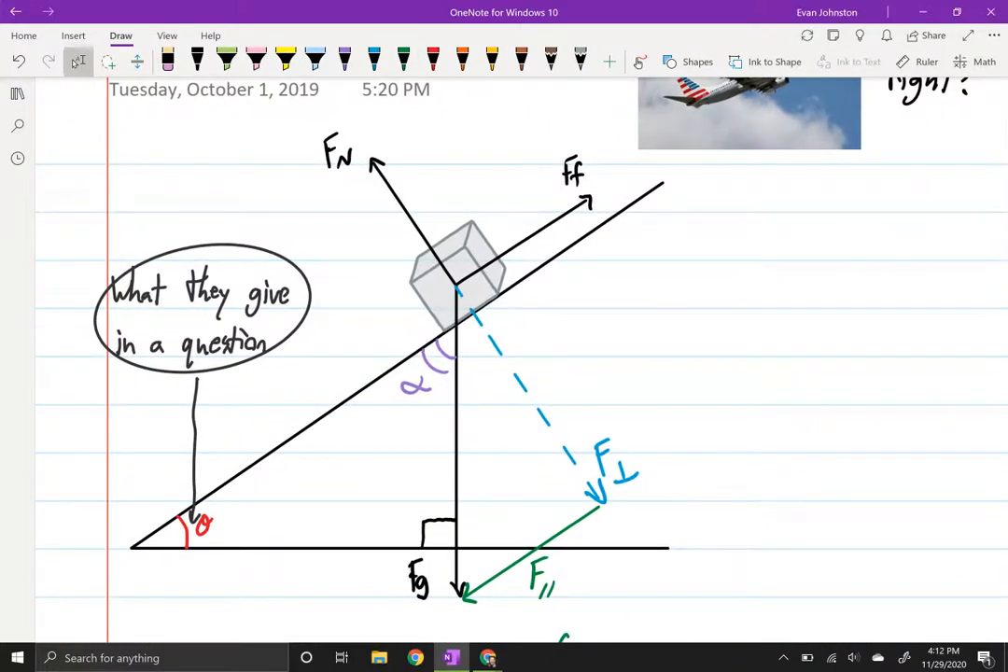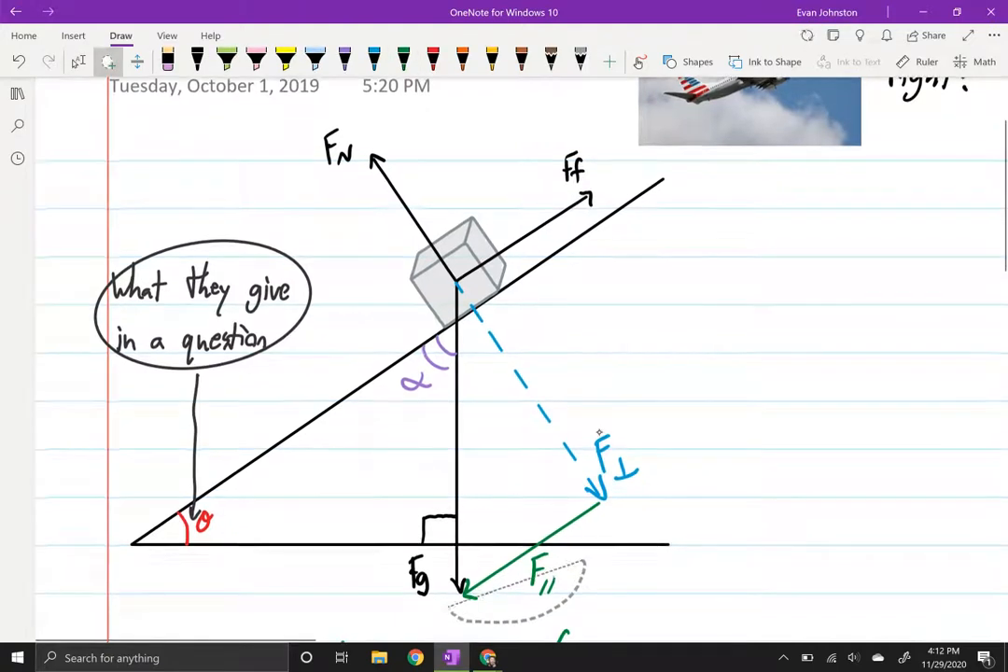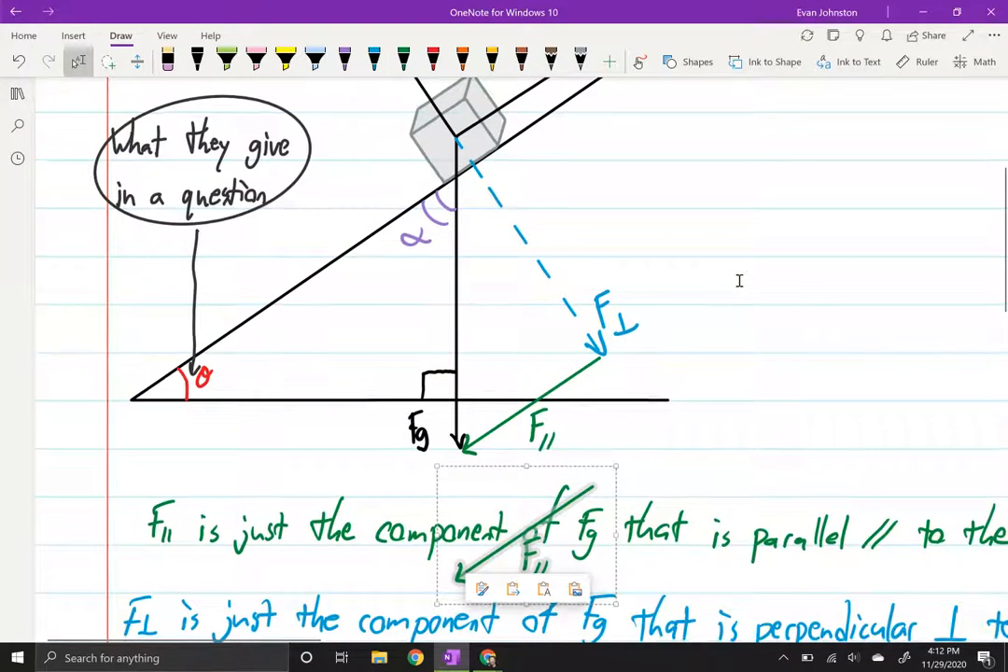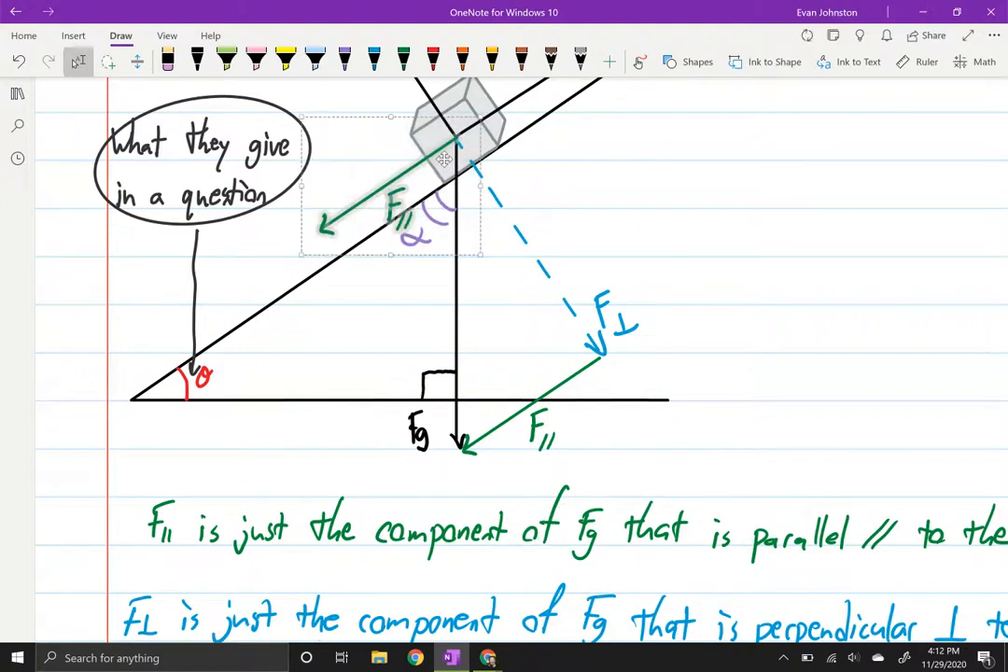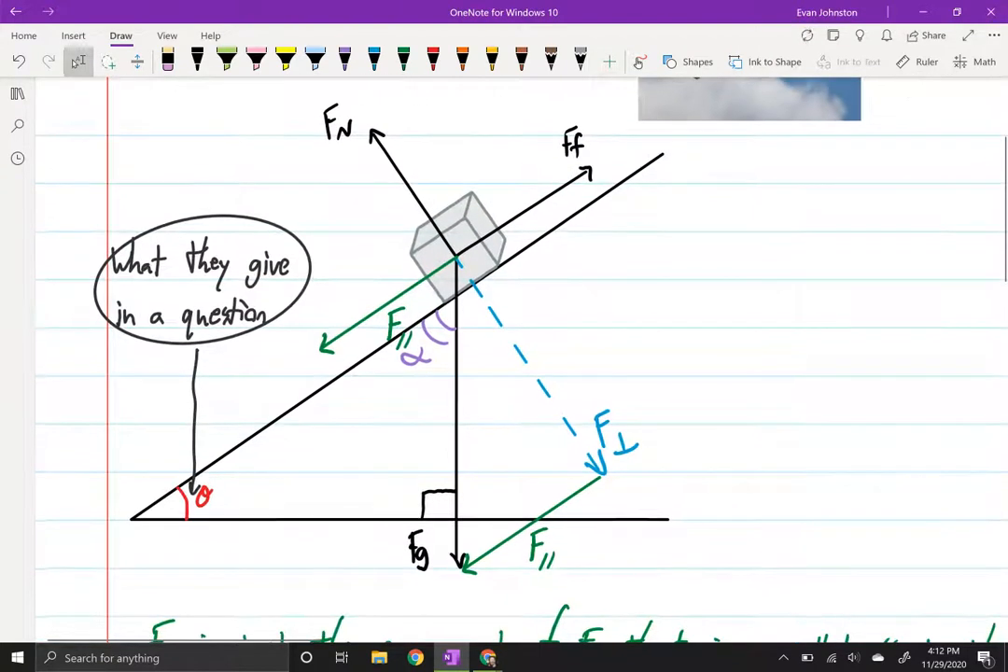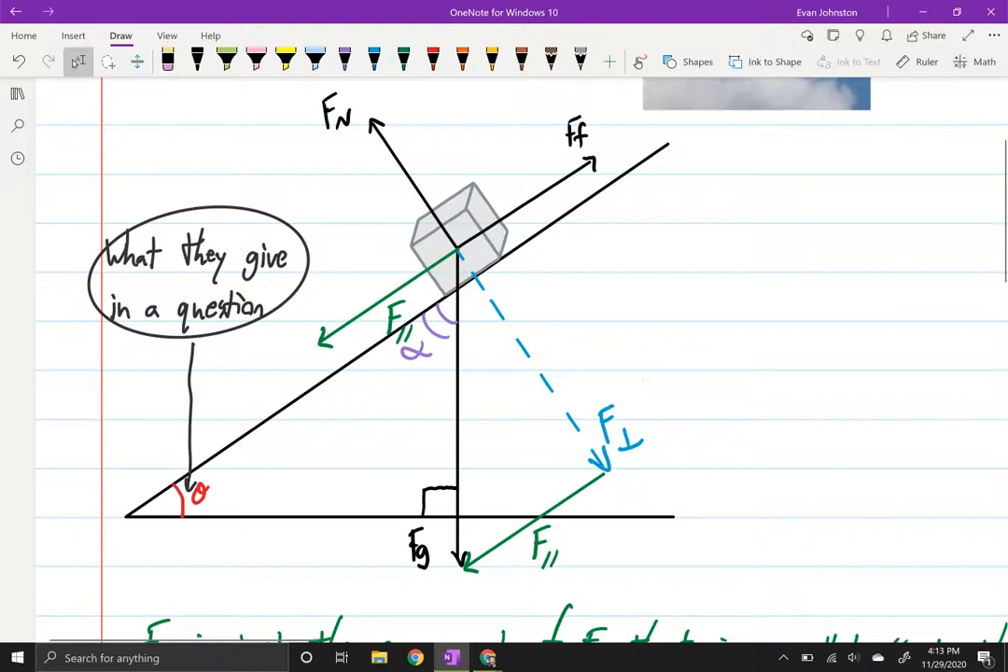So now I want to take this force parallel and put it right here. So we're just superimposing it up there, okay? And now this is for a reason, though. We can see that it's not just gravity that's opposing friction. That doesn't really make sense. It's this parallel component of gravity that is opposing friction.